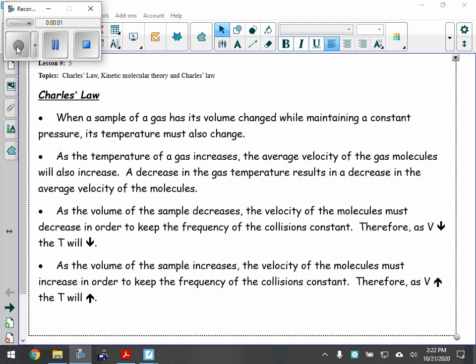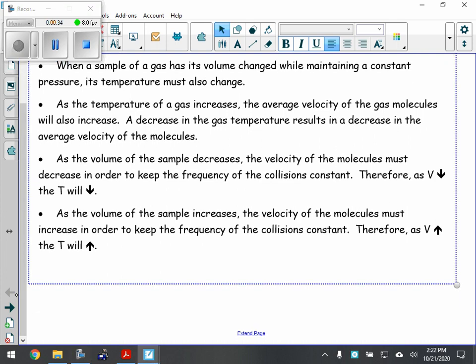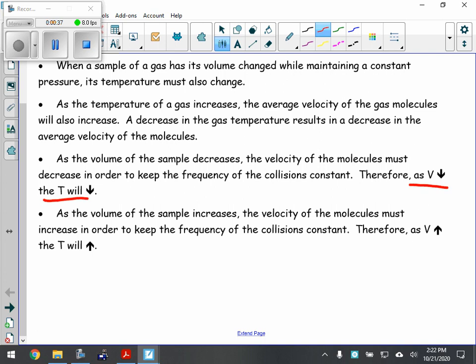Okay, the second one we're going to talk about is Charles' Law, lesson 5 here. Charles' Law says the following. If the volume changes while maintaining a constant pressure, the temperature also has to change. We know that when we change temperature, we change how fast the gas molecules go, right? The higher the temperature, the faster they go. The lower the temperature, the slower the molecules go. This is important here. Charles' Law says volume goes down, temperature goes down. Volume goes up, temperature goes up, okay?